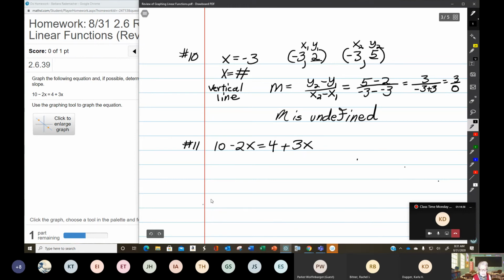Well, I guess I'll move my variables together first. How about plus 2x on both sides? Negative 2x plus 2x is 0. So I'm left with 10 plus 0, which is 10, equals 4 plus 5x.